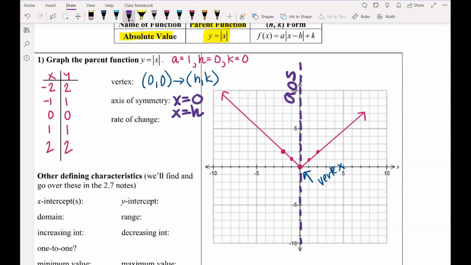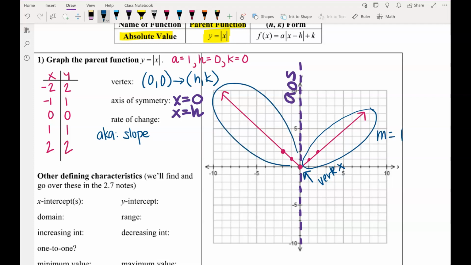Now let's talk about the rate of change. Rate of change is really, really fancy for what? Slope, aka slope. So now, what do you think the slope is? 1. Can you see this line on the right? Is that a positive 1? Yes, this is a positive 1 slope.